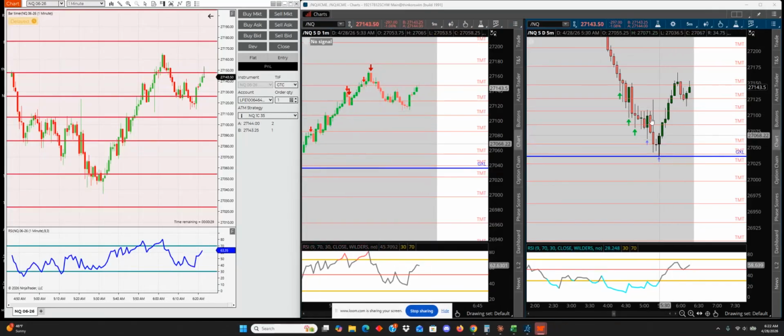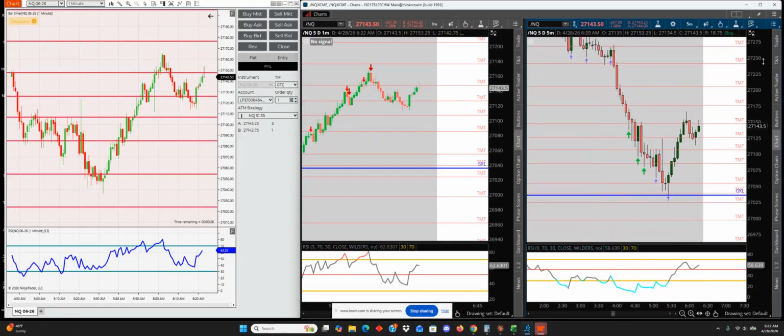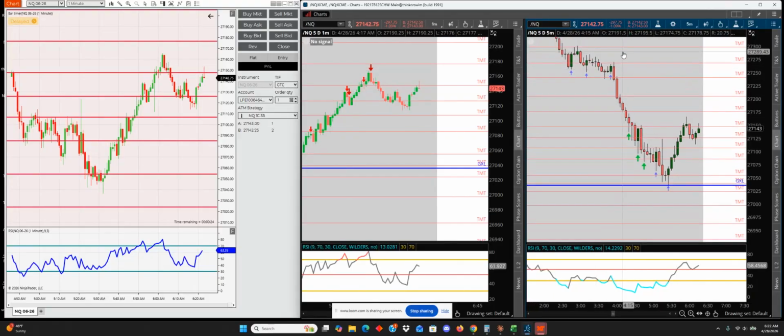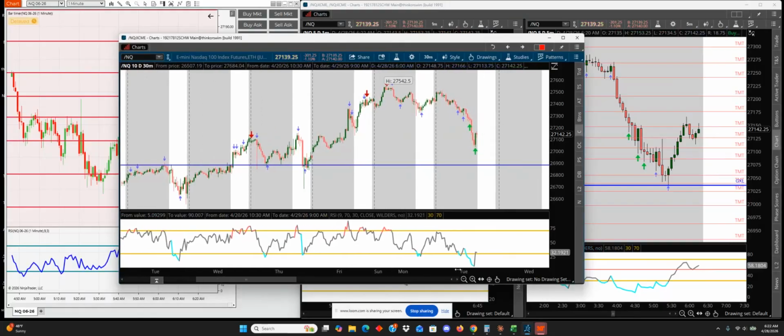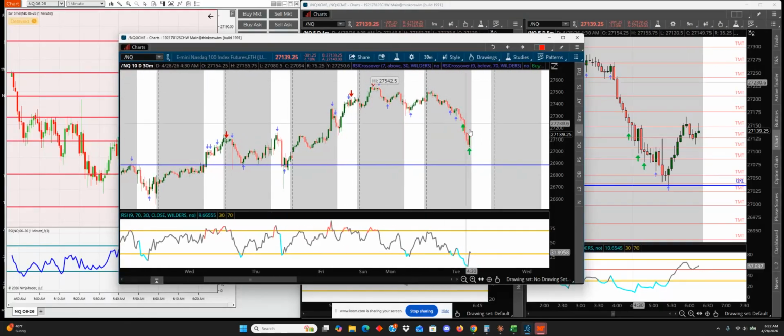Good morning. So the market has gone down tremendously overnight. Let me bring the 30-minute chart here. All right, so this is a 30-minute chart, and overnight the market has already dropped. The high was about 27,500. We are down to the 27,000 area, so about 500 points.